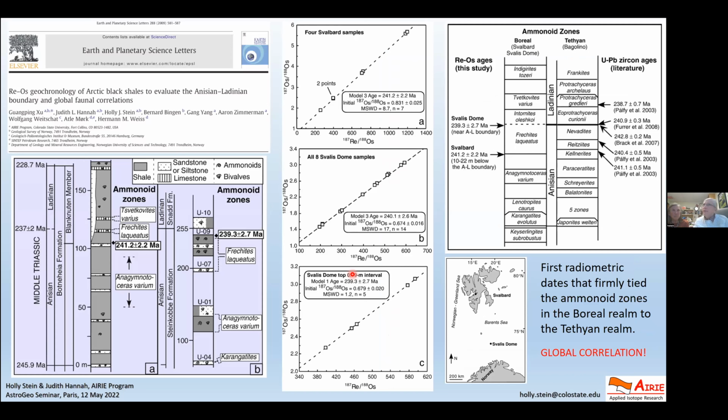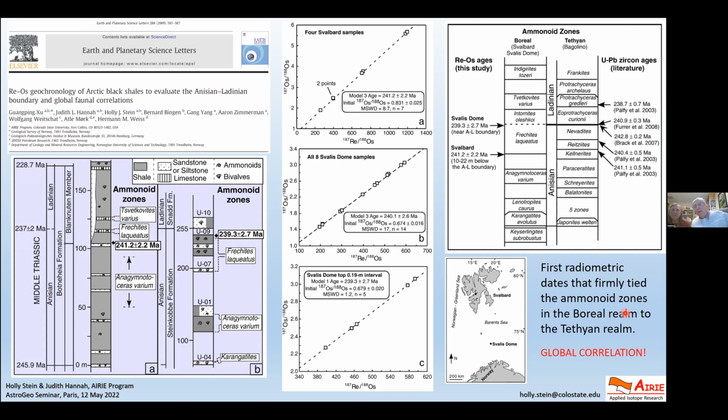Okay, and Judy is going to cover this in just a moment. I have 2 more slides. The take-home message, I'm going to let her walk through this in the Bayesian applications. But again, we were looking at ammonoid zones and comparing with uranium lead. She'll talk about that comparison, and it looks pretty good. And the uranium lead has inversions in the time scale here. But this study provided the first radiometric dates that firmly tied the ammonoid zones in the boreal, in the northern hemisphere, to the Tethyan realm, equatorial located.